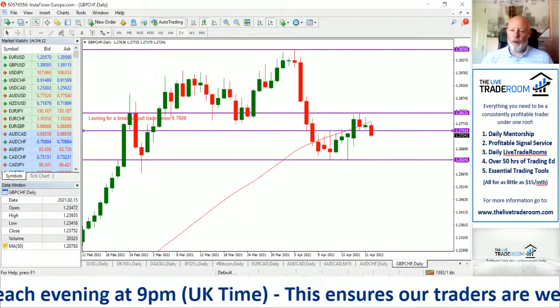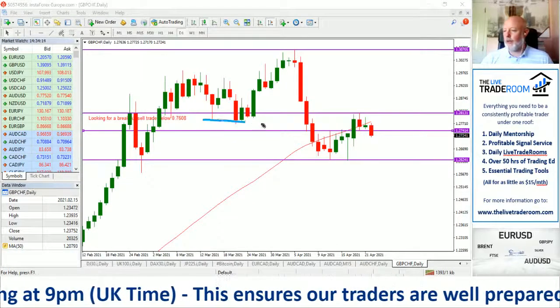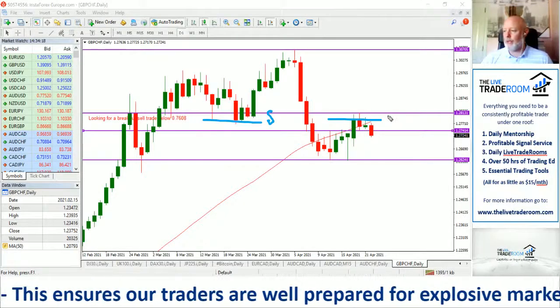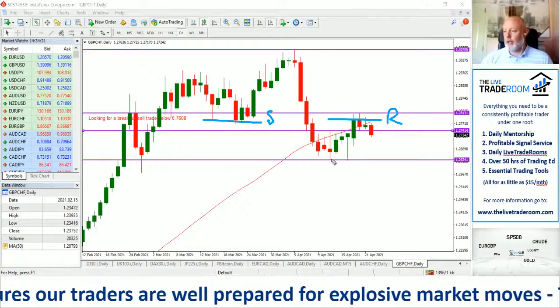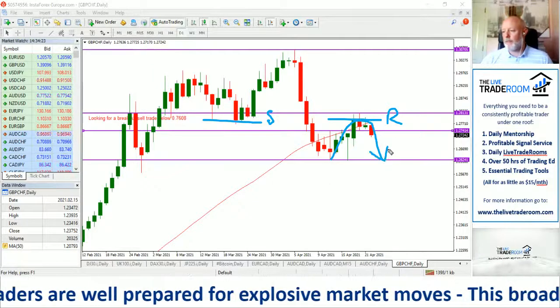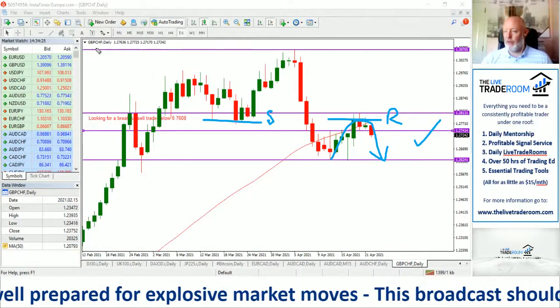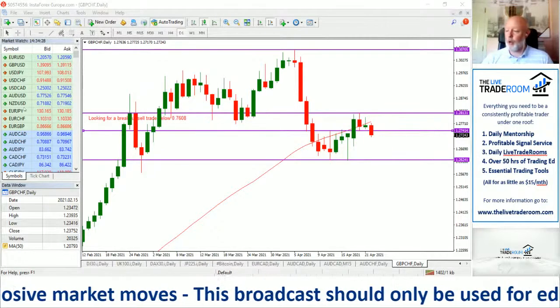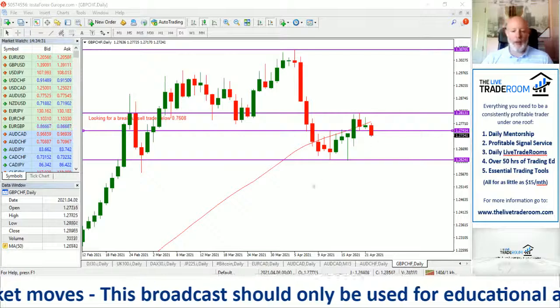So you're quite right, David, to look at this level in here as previous support and now resistance, and getting that little trade seems to be right now a good solid trade idea. So well done on that one.